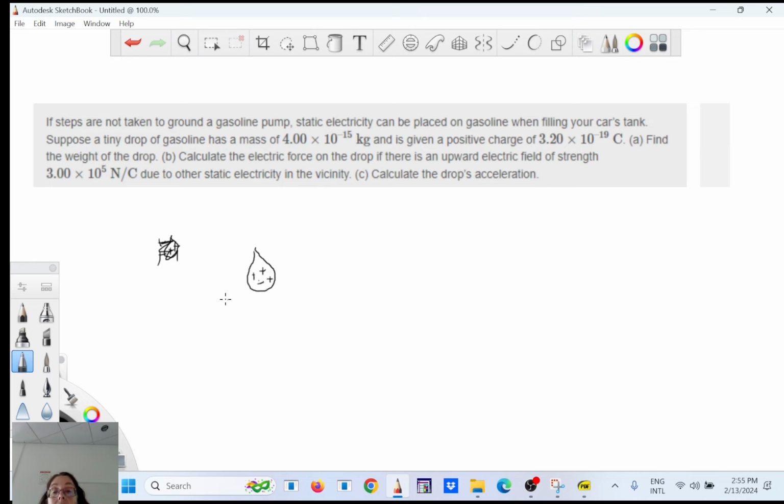Okay, we have the mass, and here we have the charge Q. So this is Q. The mass is 4 times 10 to the negative 15 kilograms. And there is an electric field. So first it says compute the weight. That's easy, okay? It's going to be acted upon by a force because it's in the gravitational field of the Earth, and the weight will be mg. So mg is easy to find.